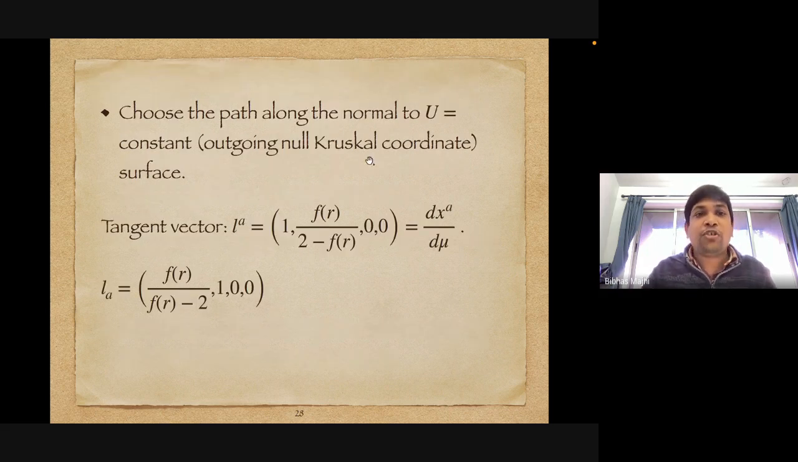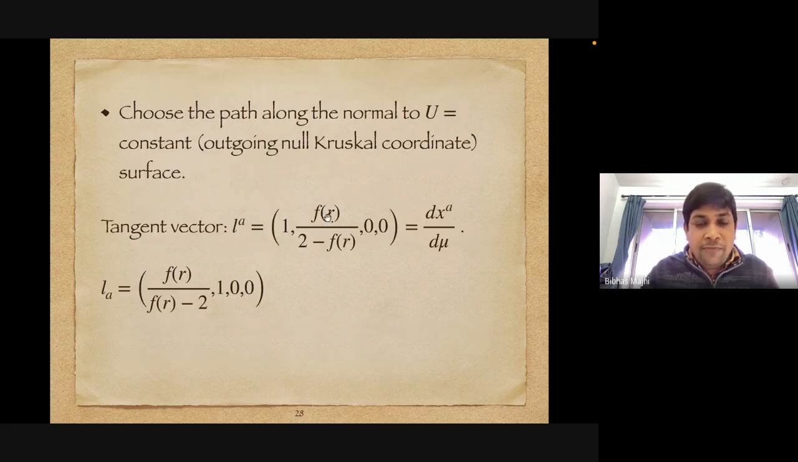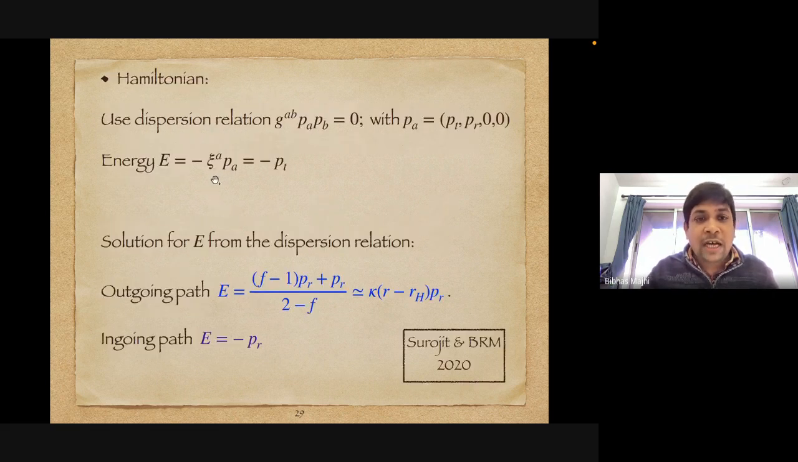So we also define a particular null path, which is normal to this U constant, using the outgoing null Kruskal coordinate. You can find out the tangent vector corresponding to the null path for this particular metric, which is like this. Remember, this T is not Schwarzschild time, it's an Eddington-Finkelstein time. So now if your particle travels through this path, and if you confine your path very near to the horizon, then you can find out the energy, or Hamiltonian, corresponding to that particular particle.